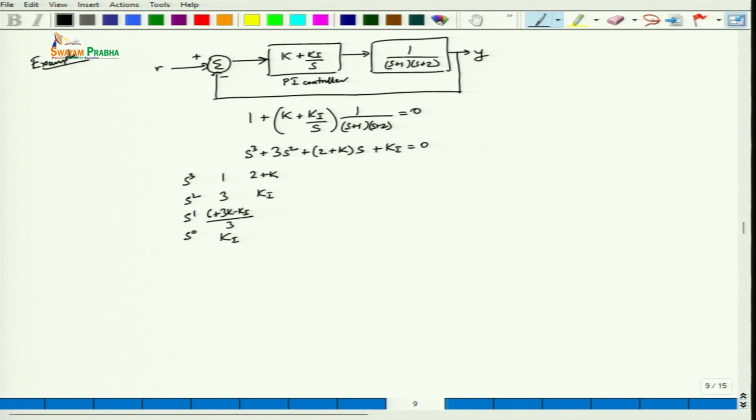So, now for stability, to ensure that this entire column is positive, we will get the condition that ki should be greater than 0, and then the other condition will be k should be greater than a certain value. So, if both these conditions are satisfied, then we will get a stable system.